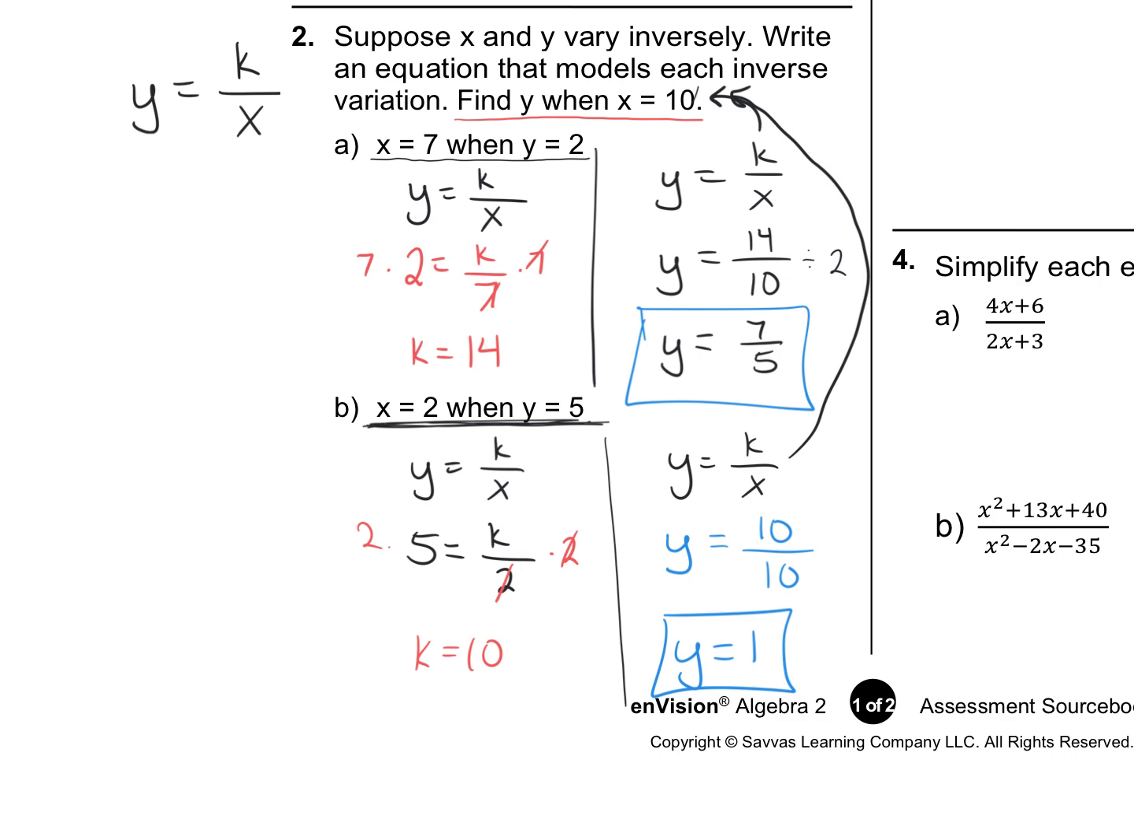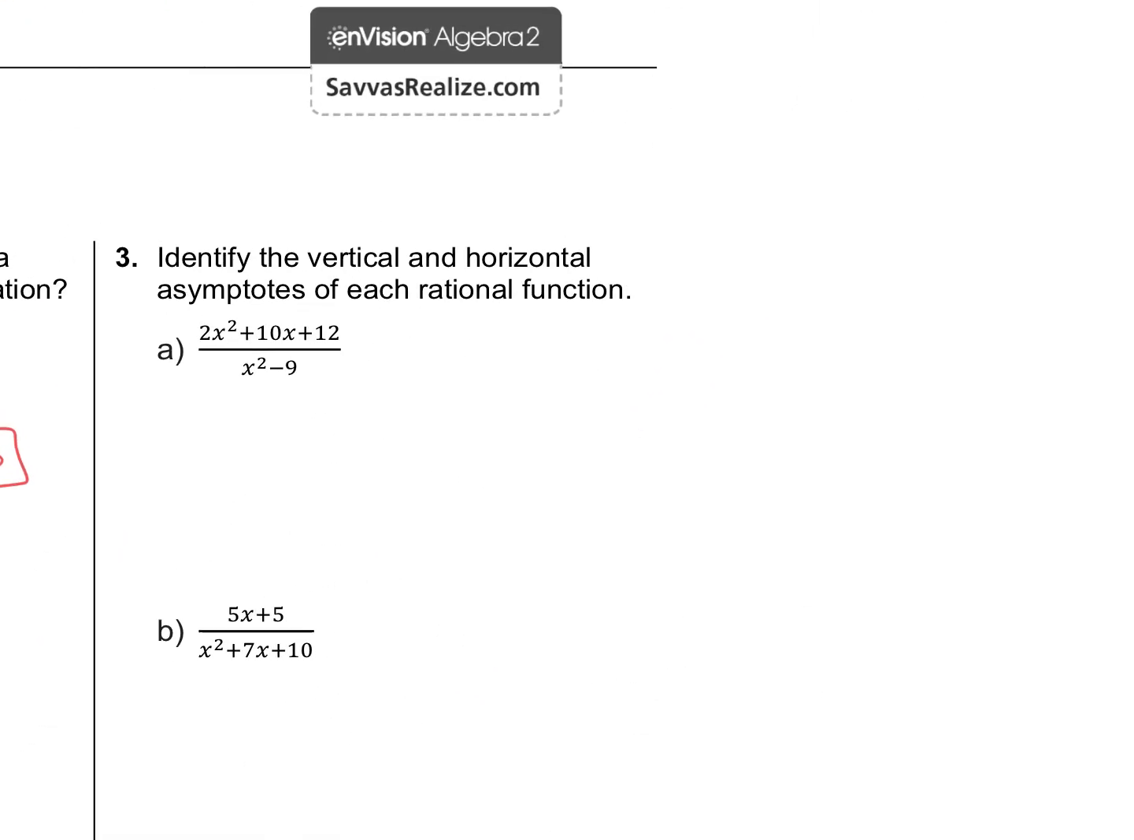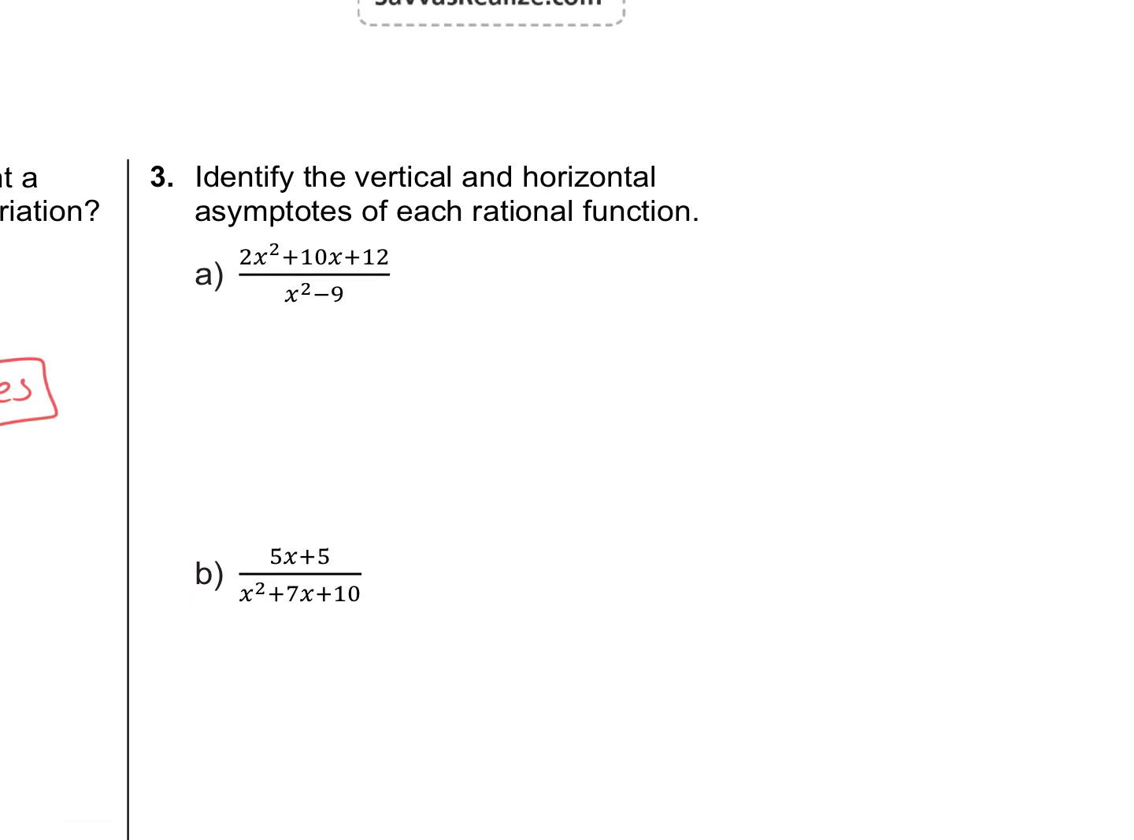Moving on to number 3, talking about vertical and horizontal asymptotes. What is an asymptote? The boundary. It's like a boundary line. Like in a graph, the graph will never touch that line. So I'm going to come over here. I want you to write these notes somewhere.